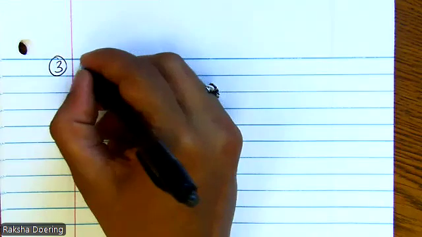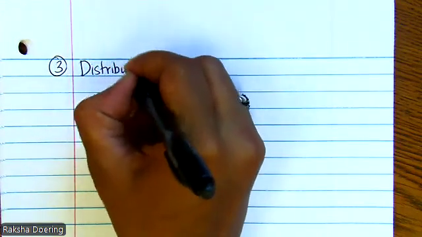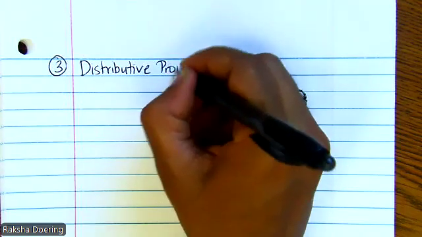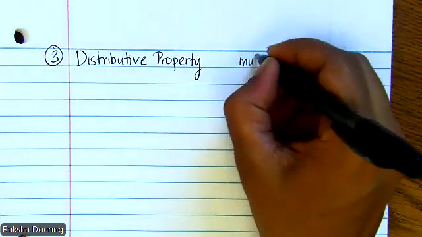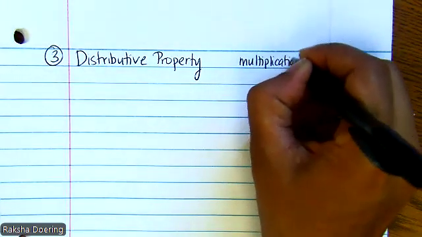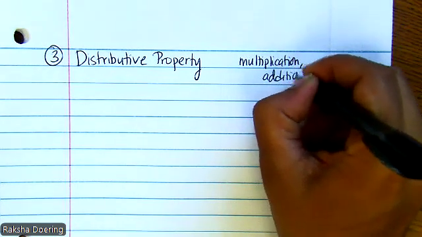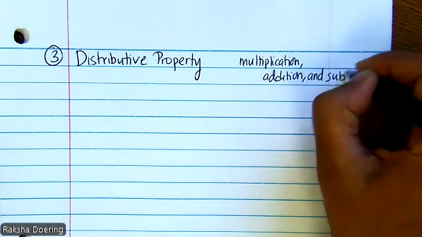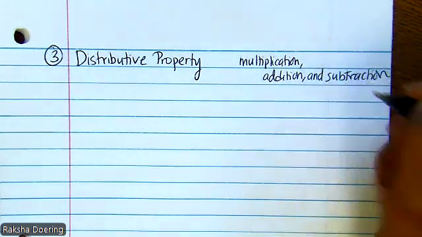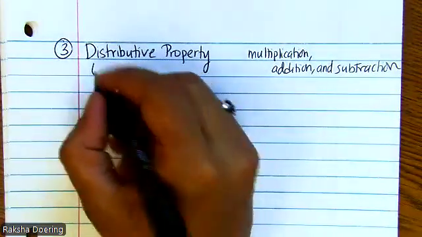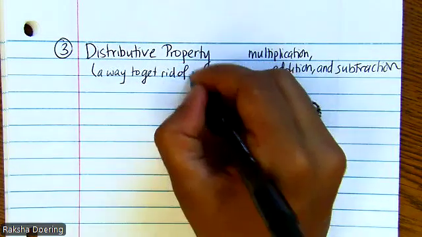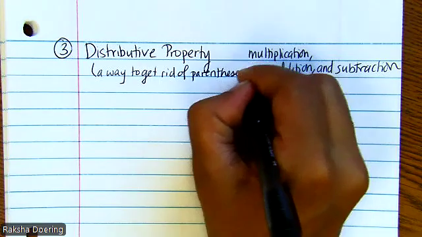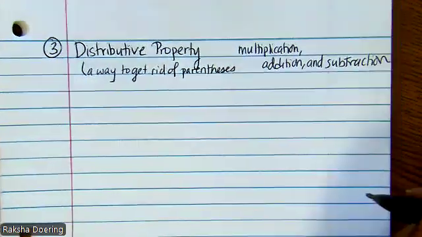So the third one is the distributive property. And the distributive property combines multiplication, addition, and subtraction. And the distributive property is a way to get rid of parentheses. And it's also a way to make calculations easier. So I'll do a couple examples for you.